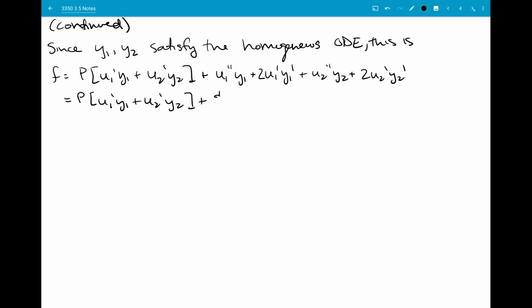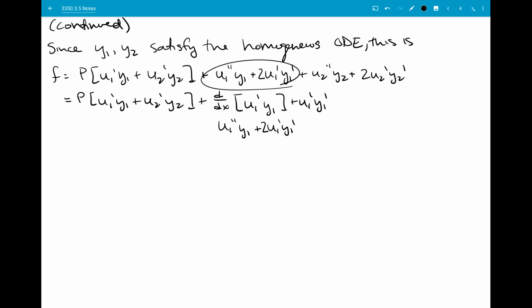And so I'm going to go ahead and say, well, if I had a derivative of u1 prime y1, then that would account for my u1 double prime y1. But it would also have a spare term u1 prime y1 prime, just by the product rule. But if I added another one of these u1 prime y1 primes, then that would be plus 2 u1 prime y1 prime, which is exactly what I had above.